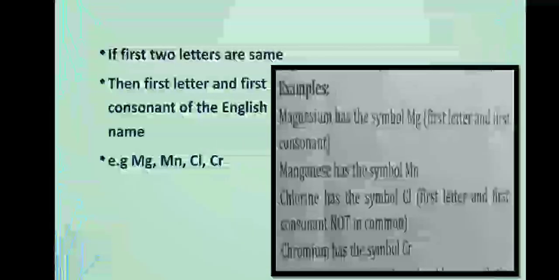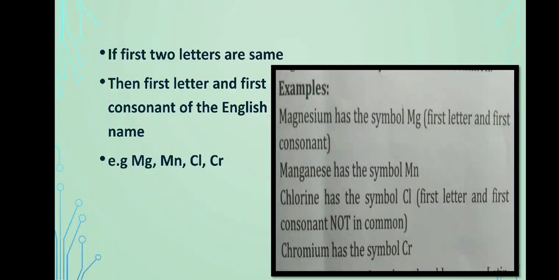Then if the first two letters are the same, then first letter and first consonant of the English name. As you can see in my example of magnesium, magnesium has symbol Mg. So they have taken first letter M and first consonant, that is G. For manganese, they've taken first letter M and first consonant N. So symbol of manganese is Mn. So same for chlorine and chromium.